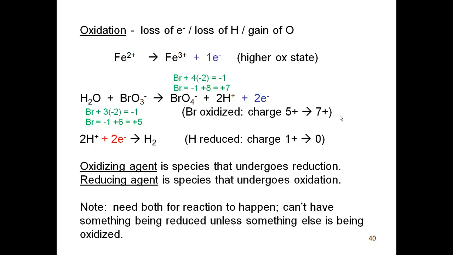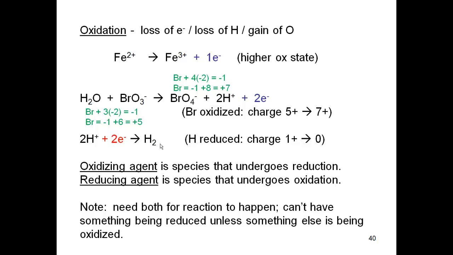Now I could have easily decided that by looking at the number of oxygens, which goes back to the old definition, gain of oxygens. The only way that I can add 2- by adding an oxygen is that bromine has to go up by +2. So I can see that BrO3- going to BrO4-, that's an oxidation process.